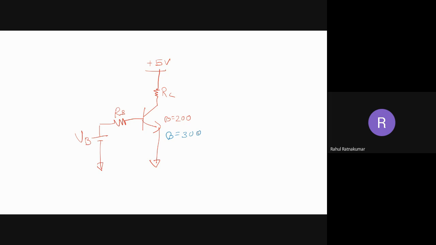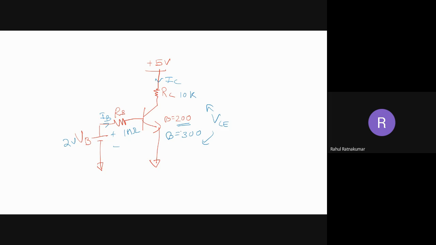So what happens? Initially, some IB is there. Say VB is 2 volt. This is, say, 1 mega ohm, and this is, say, 10 kilo ohm something. Okay, so here you can calculate the variation in current. Initially, we calculate the current at beta equal to 200. We are going to calculate that IC and VC. Okay, so we'll get some value.